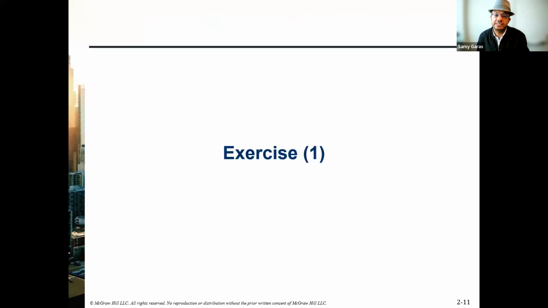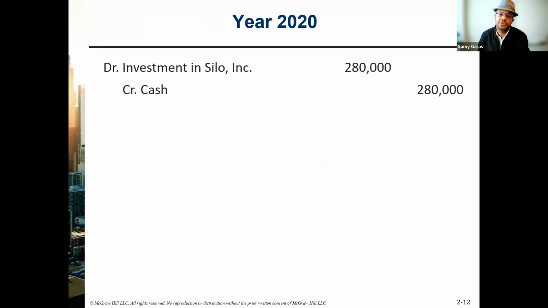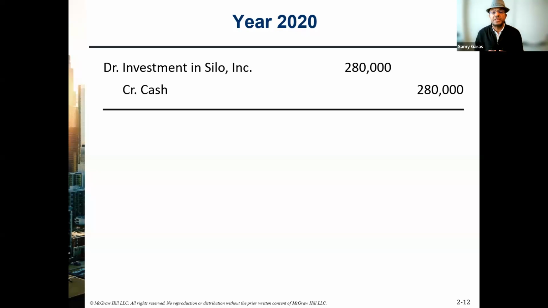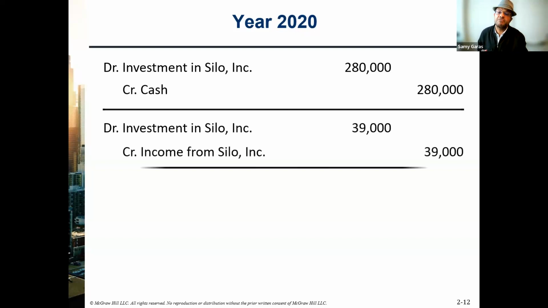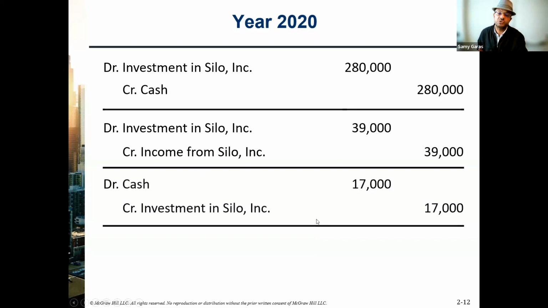So here is the answer for the first year, year 2020. We debit investment in the subsidiary by 280, credit cash. Then for the recognition of the net income, we debit investment, credit income by the amount that was given in the table. Then for the dividends, we debit cash, credit investment by the amount also mentioned on the table.